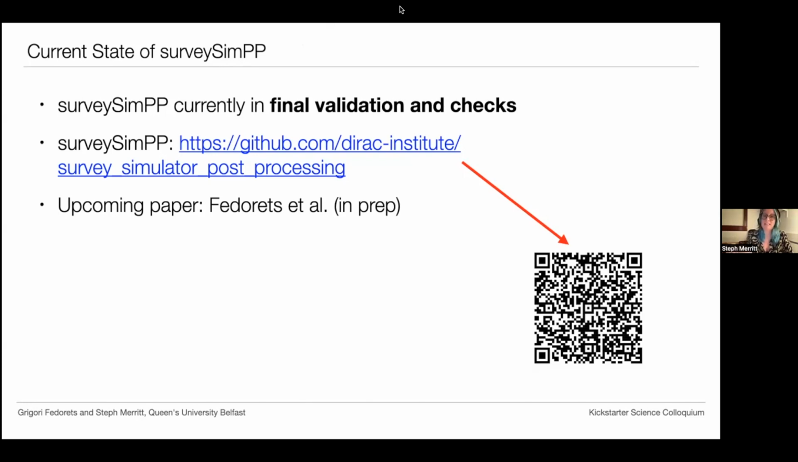So if anyone has any suggestions for filters they'd like to see or things they'd like to see implemented, let us know and we can see about putting it in version 2.0. I think that's it. Thanks very much, everyone, for listening to us.